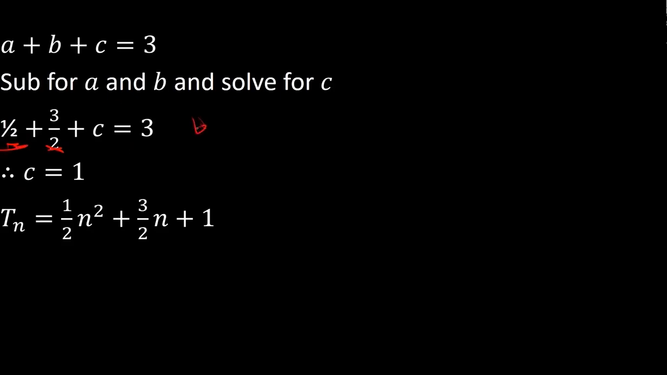1.5 plus a half is 2. Take the 2 over to the right-hand side. 3 minus 2 will give me 1. So therefore now my general term becomes a half n squared plus 1.5 n plus 1. And this general term can help you to find any term in the sequence.